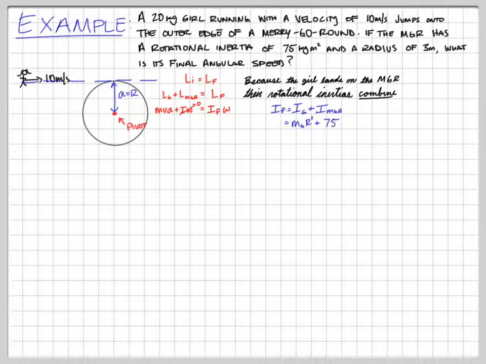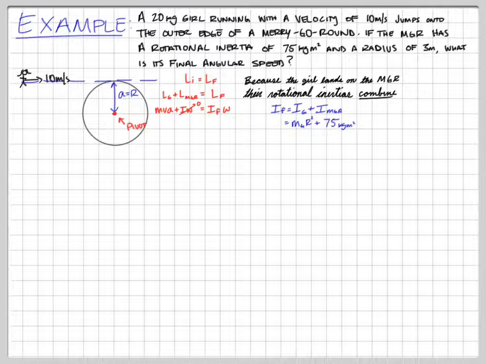Now the girl is going to act like a point mass on the edge of the merry-go-round, so it's just going to be her mass times her distance from the pivot point squared, or mass of the girl times r squared plus 75, which is the moment of inertia of the merry-go-round. That's my final rotational inertia.